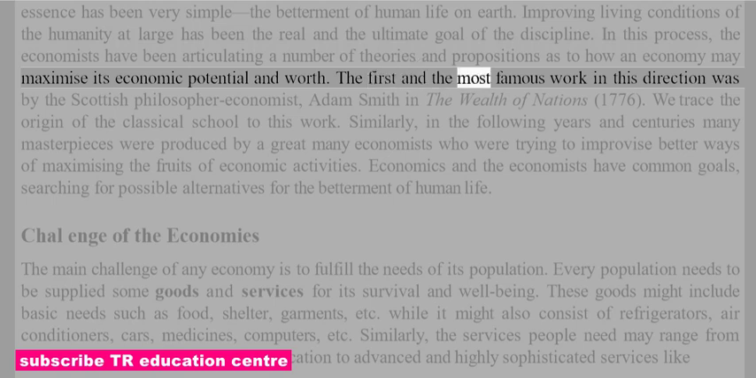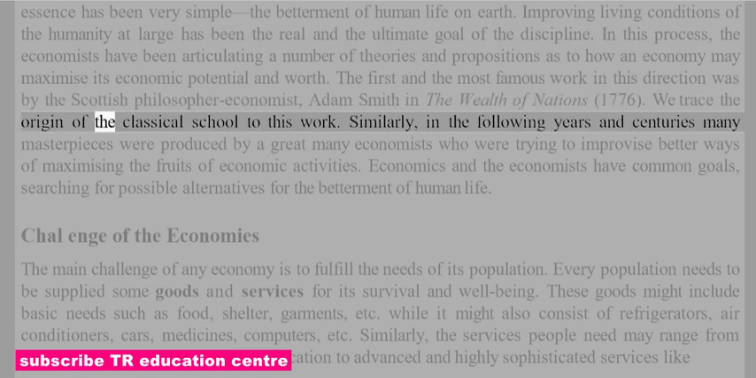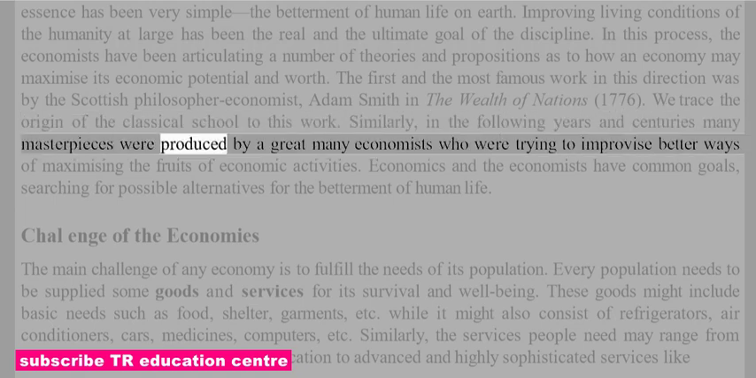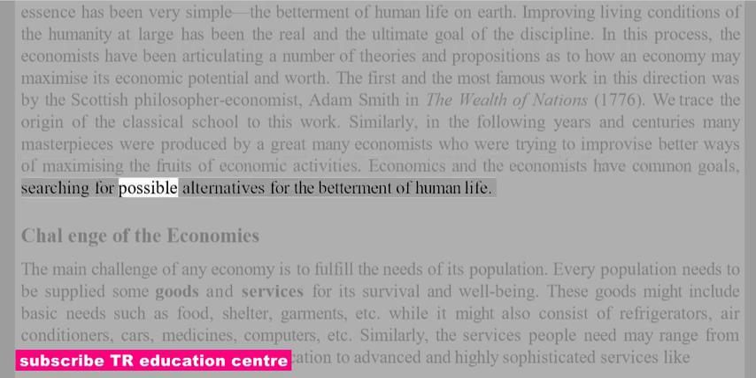The first and the most famous work in this direction was by the Scottish philosopher-economist Adam Smith, in The Wealth of Nations, 1776. We trace the origin of the classical school to this work. Similarly, in the following years and centuries many masterpieces were produced by a great many economists who were trying to improvise better ways of maximizing the fruits of economic activities. Economics and the economists have common goals: searching for possible alternatives for the betterment of human life.